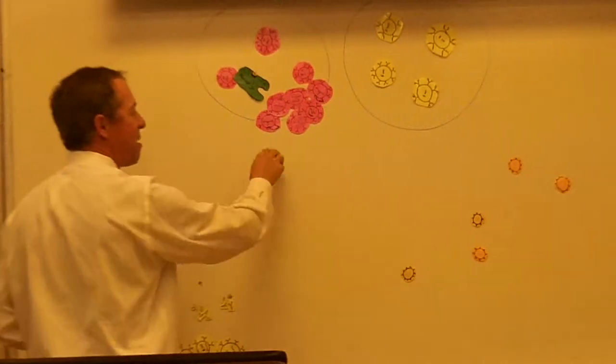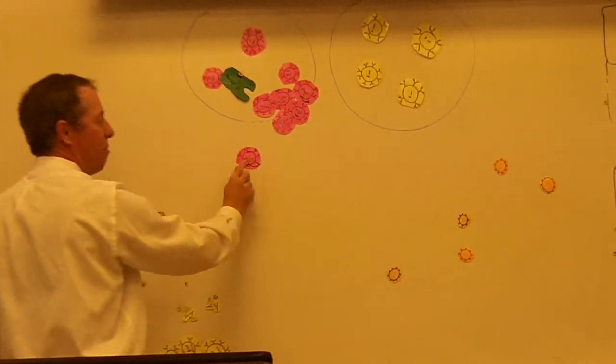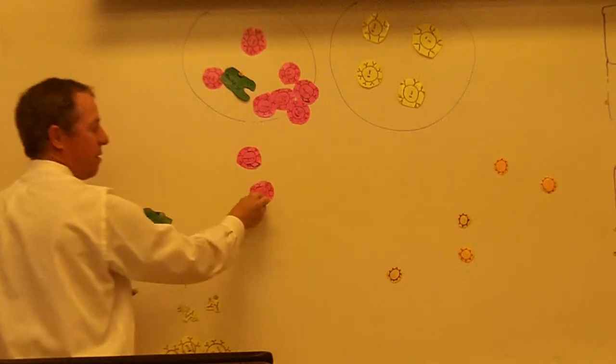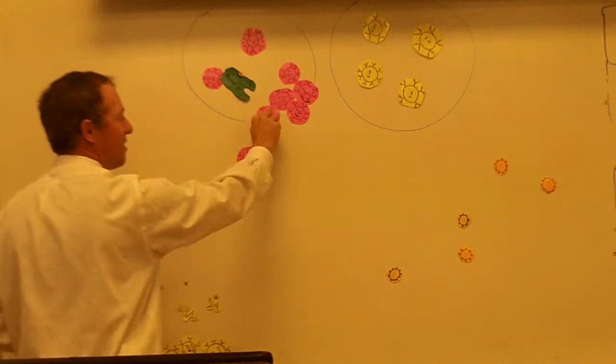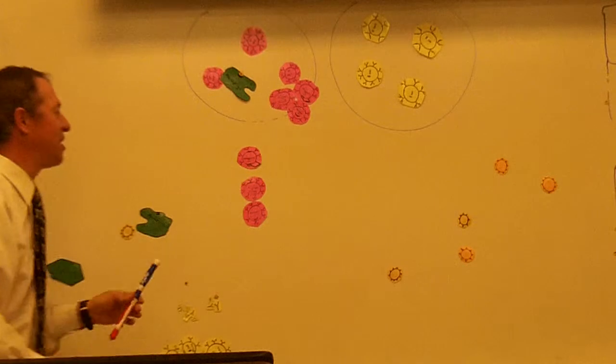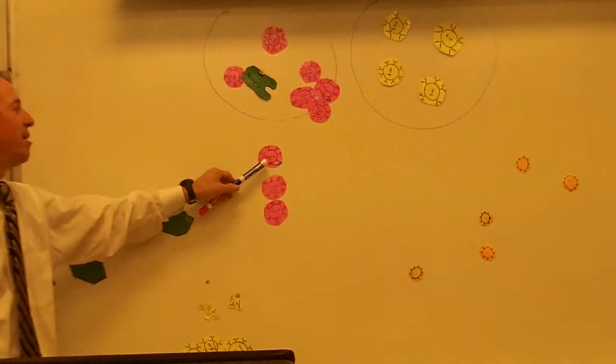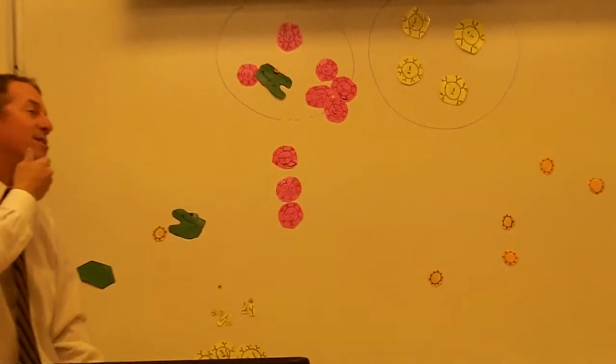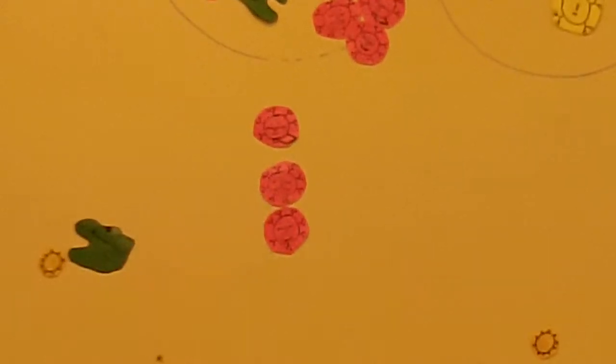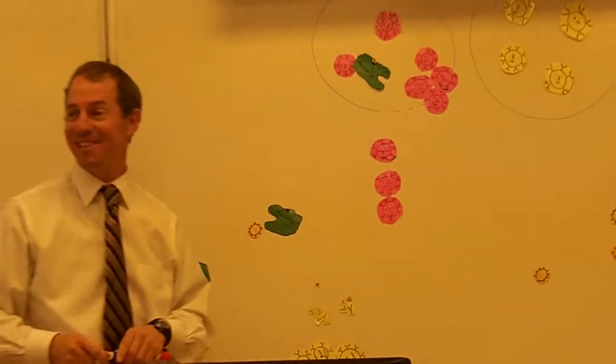And there are three types: memory T cells, killer T cells, and helper T cells, and I drew little faces on them. The memory T cell is going, because it remembers. And the killer T cell is going, because it kills. And the helper T cell is smiling because it helps.